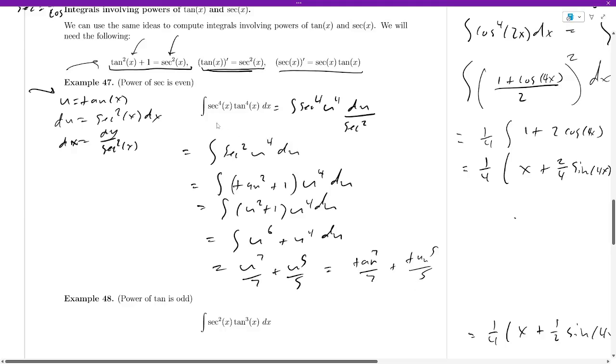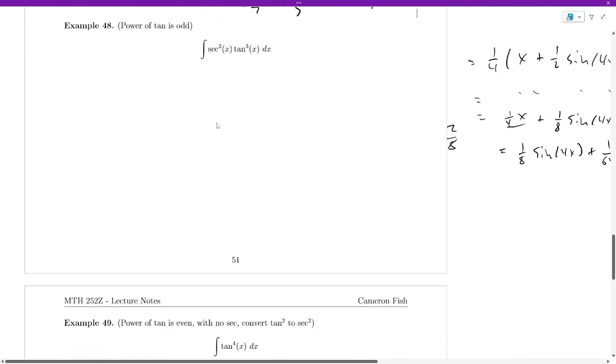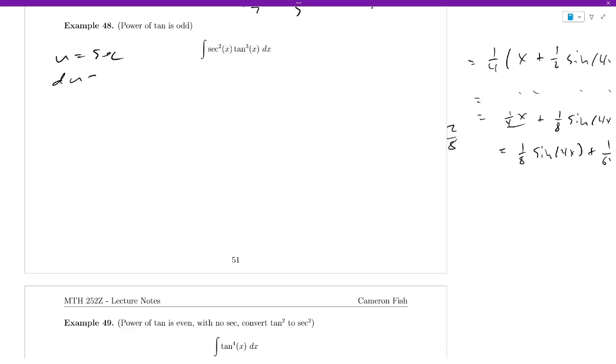Okay, so let's see what happens when we try this one. Here the power of tan is odd, so let's try u equals secant. I need the derivative of secant. It's on the top of the page: secant times tangent. Again, you just have to know that. It's a little weird, but that makes dx equal du over secant times tangent.